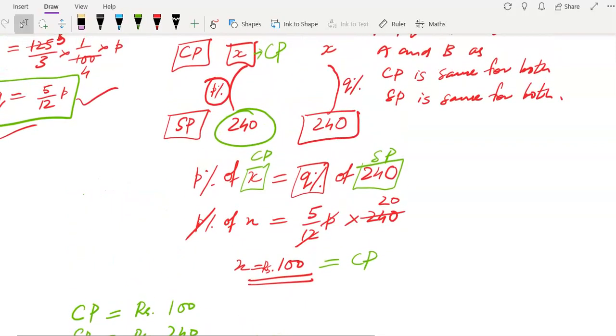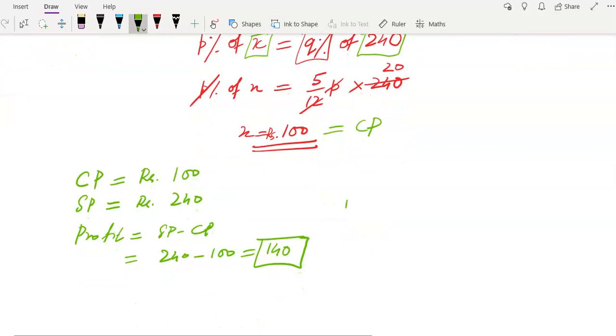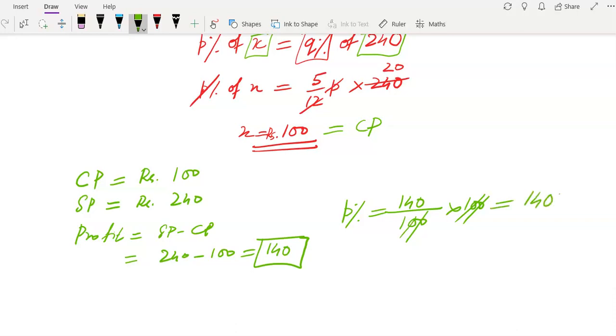Now in this question it says this P% is the profit. So our P% will be how much? 140 is profit upon CP, CP is 100, into 100. So this will give us P as 140%.